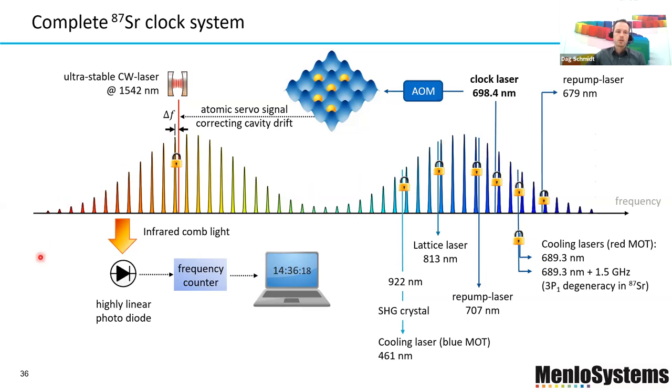If you want to compare your clock to another clock, then you would lock your frequency comb to a fiber link CW laser. And of course, you would lock the laser to the frequency comb. This can also only be done in the infrared because fiber networks do not operate in the visible. Okay, so this was the system for strontium clock applications. Of course, this is a more general concept.